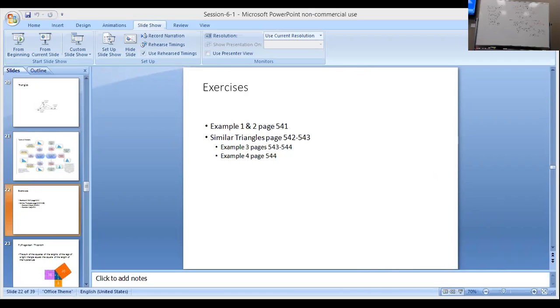Another example, if you look at example 6 on page 545, we want to construct a wheelchair ramp. The length of the ramp itself is 122 inches. The distance from the door till when it actually touches the flat surface is 120 inches. We want to see how high the ramp should go.